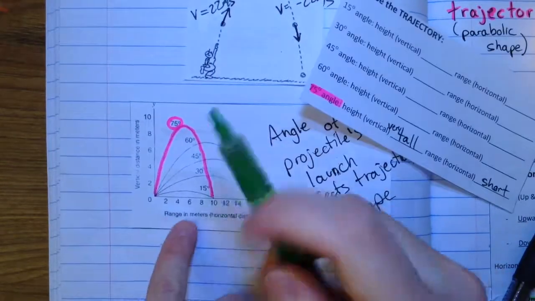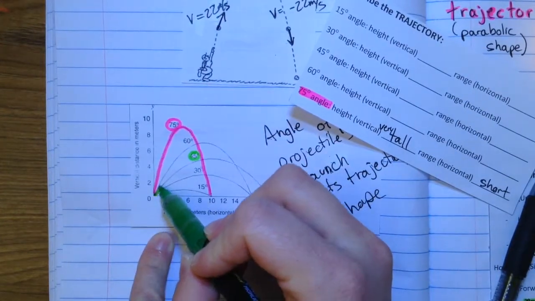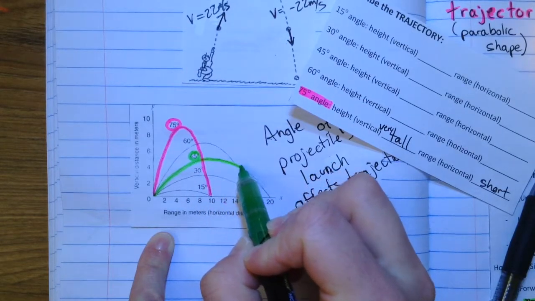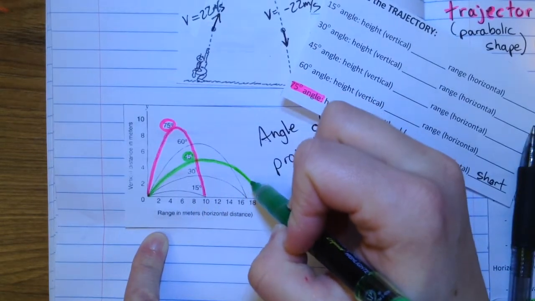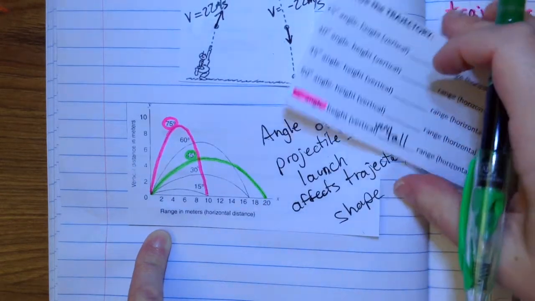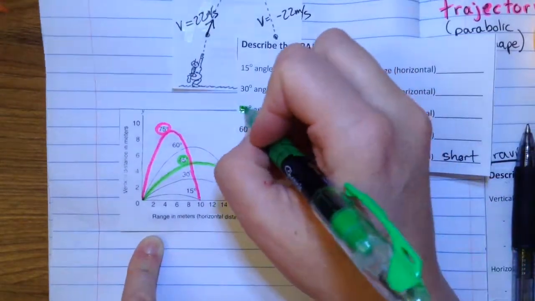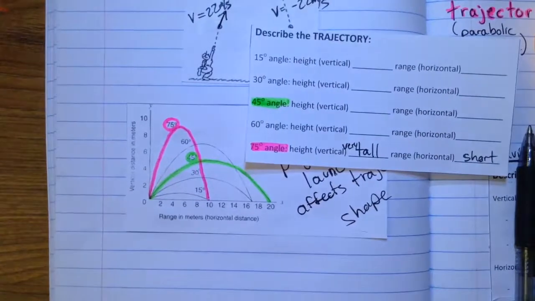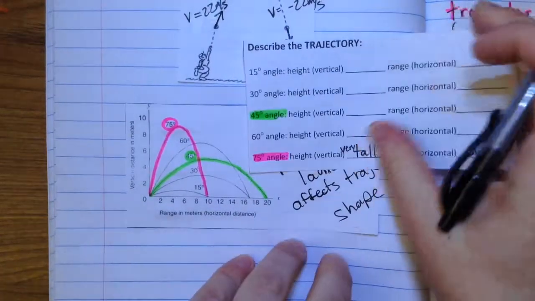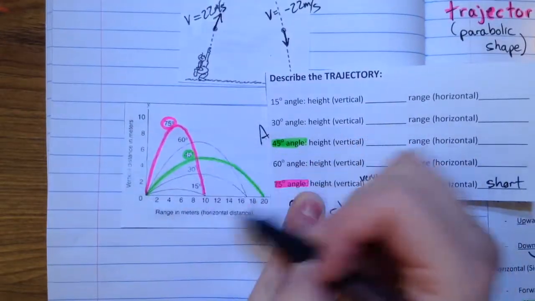Let's get a different color. I'm going to use green. Highlight the number 45. Highlight its trajectory. Okay, let's describe its trajectory. Let's describe the dimensions of its trajectory. Okay, so describe the height of the 45-degree angle compared to all the others.